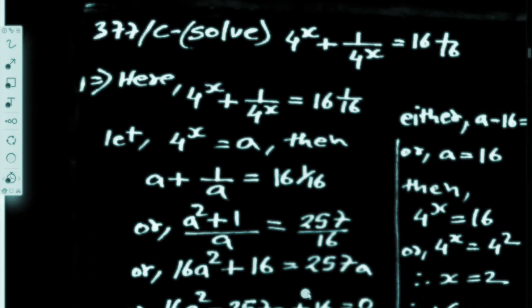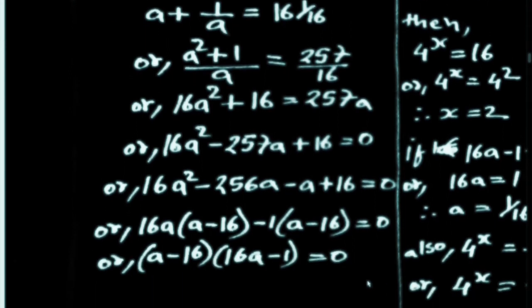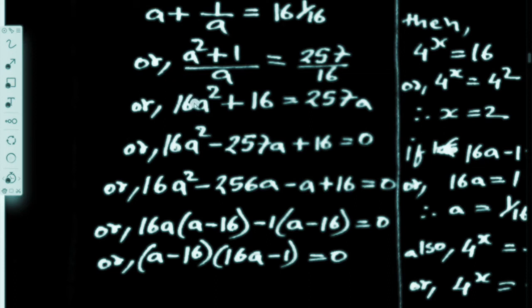To get the value of a, see our expression. Now 16a square plus 16 equal 257a, or 16a square minus 257a plus 16 equals 0. Here 257a has been taken to the other side. If the side is changed, the plus symbol should be changed into minus, and minus should be changed into plus. So 257a has been kept in the form of minus: 16a squared minus 257a plus 16 equals 0.